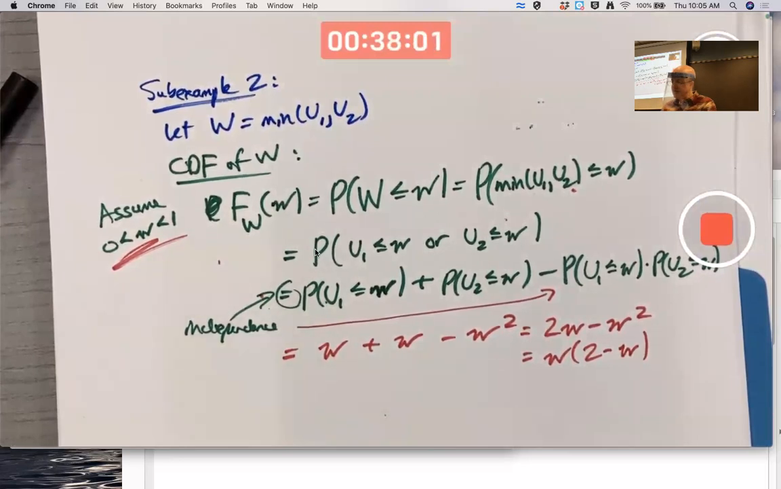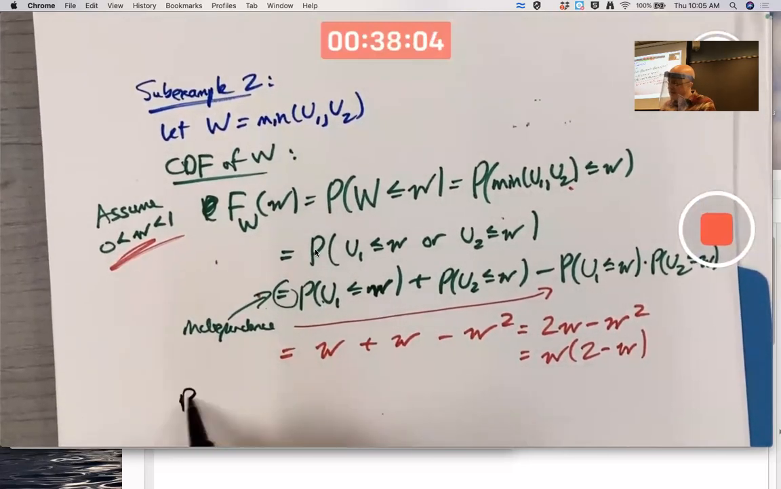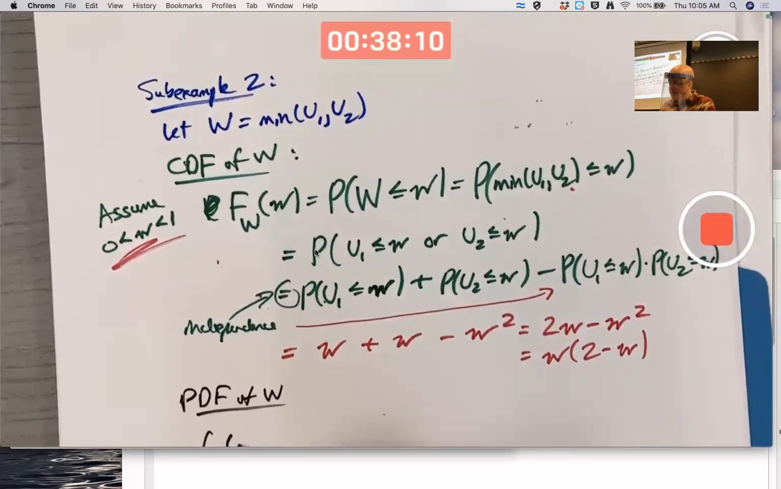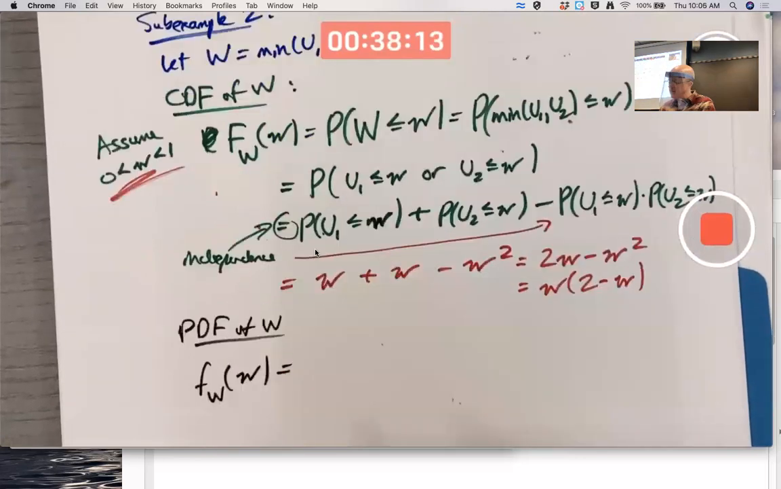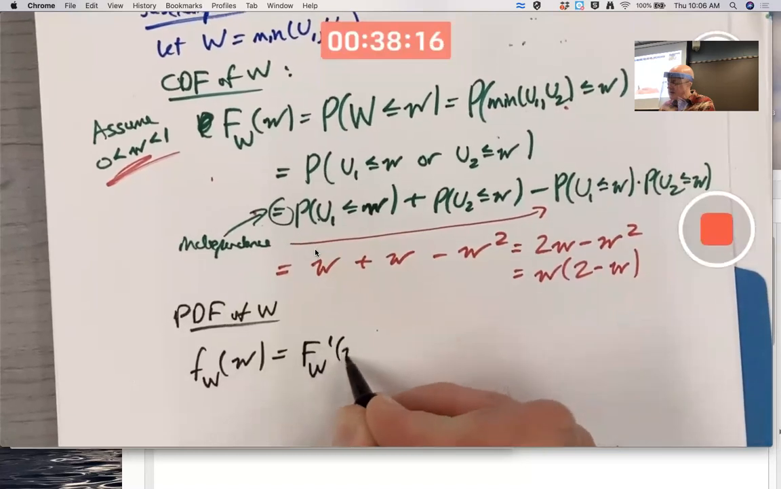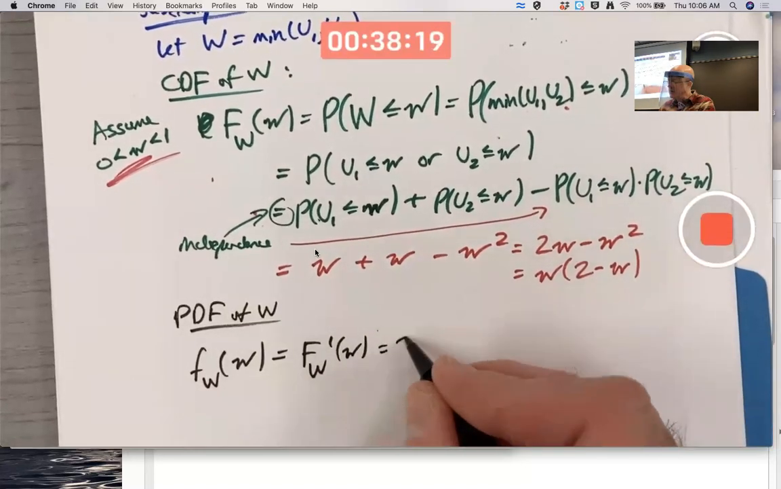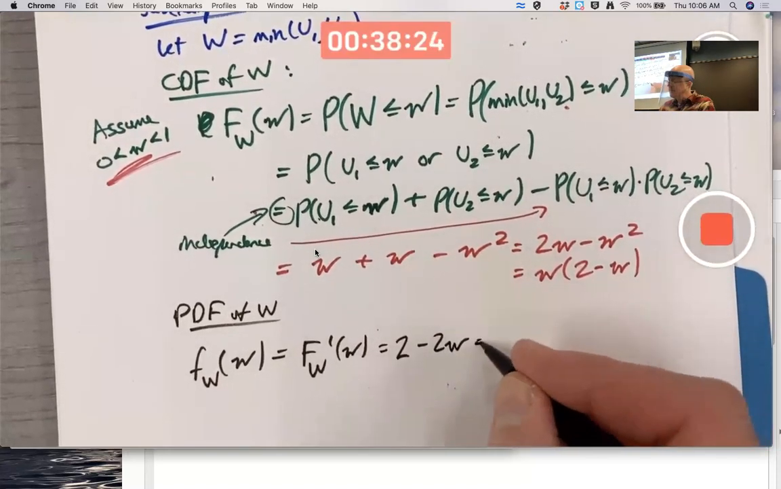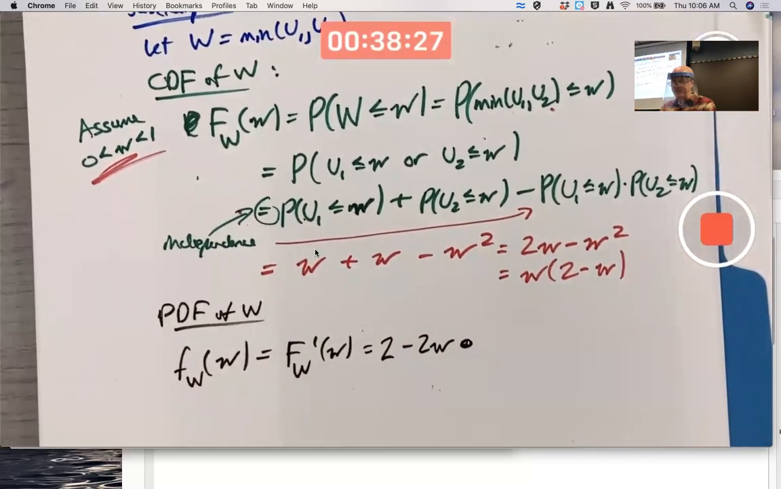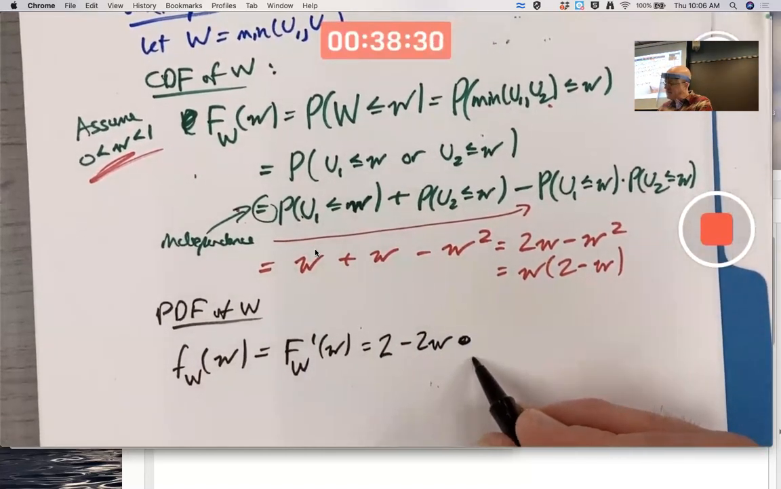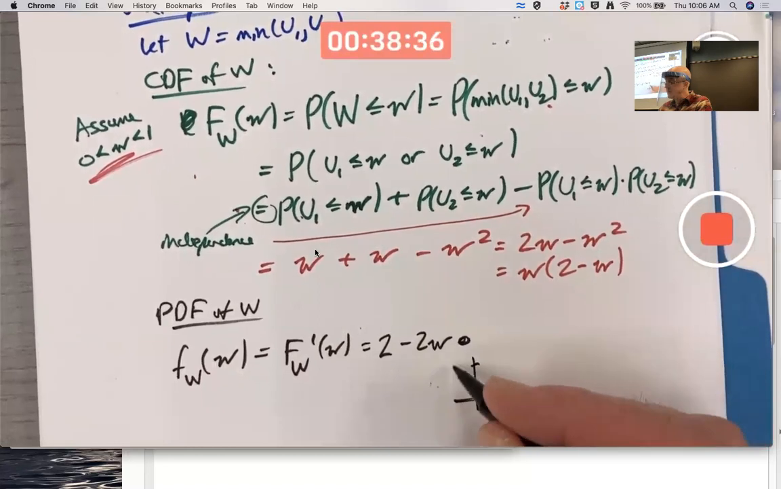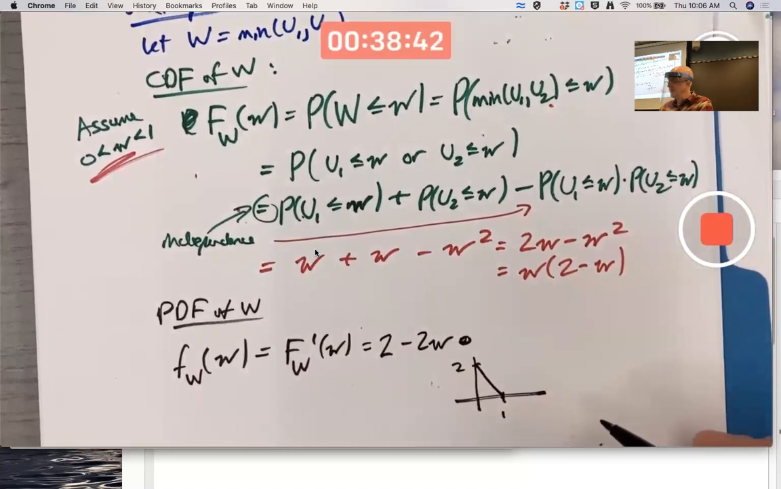The PDF then is the derivative of that. The PDF of W, little f sub W of little w, is the derivative of the CDF. Differentiated in that form, you're going to get 2 minus 2W. What do the graphs of these things look like? Graph of 2 minus 2W: it's a line with a slope of -2 and a vertical intercept of +2. There it is, just like I predicted.